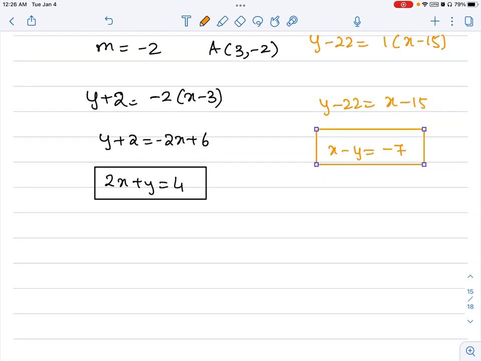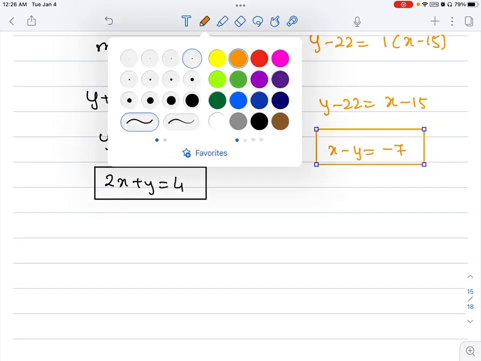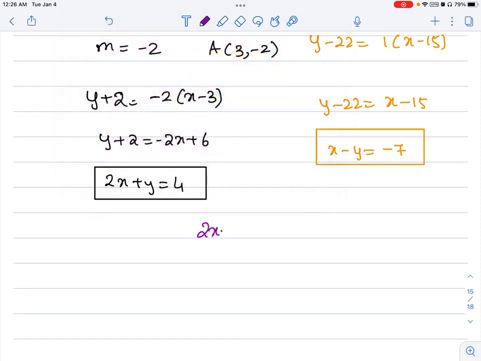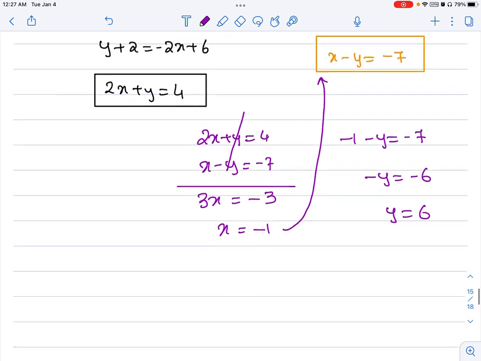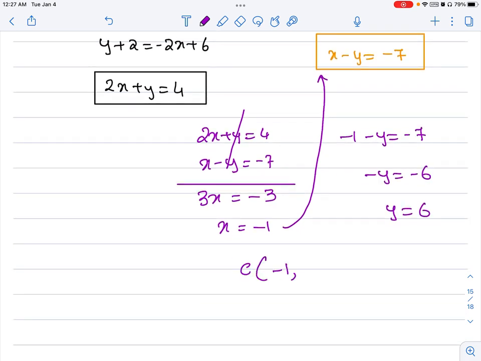Now we are going to solve those two equations. So 2x plus y equals 4, x minus y equals negative 7. Add these two equations, y and y get cancelled. 3x is equal to negative 3, x is equal to negative 1. Plug in x is equal to negative 1: negative 1 minus y equals negative 7, so negative y equals negative 6, y equals 6. So the coordinate of C is negative 1, 6.